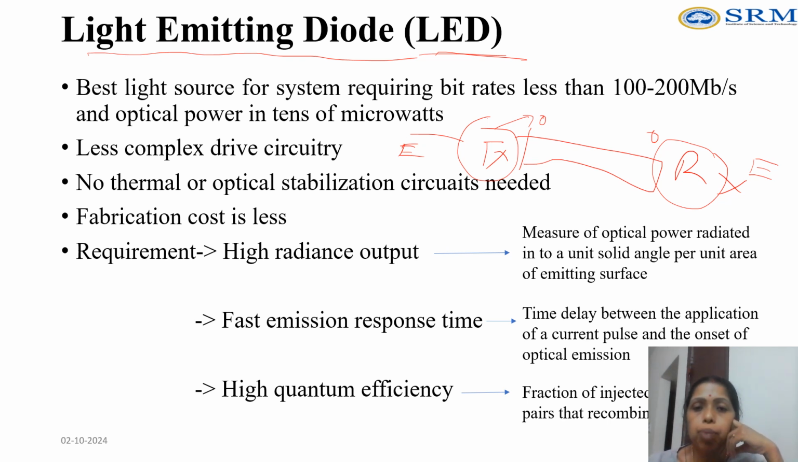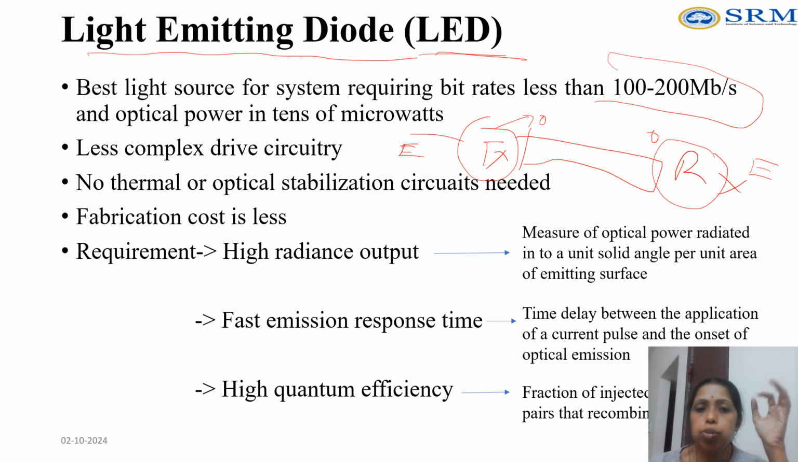Normally, if you come to the data rate, if you use the LED, when there is a conversion between the electrical signal and optical signal, the rate will be 100 to 200 megabits per second. And the driver circuit, to drive the LED we need one supply or one circuit, that is called the driver circuit. That is a little bit less complex as compared to the laser driver circuit. And the fabrication cost is also less if you want to design the LED as compared to the laser diode.